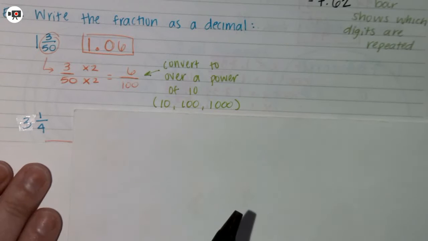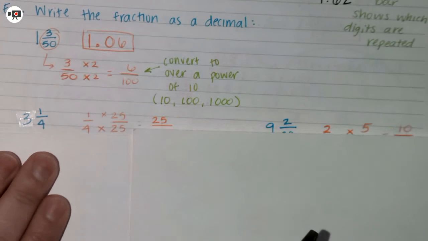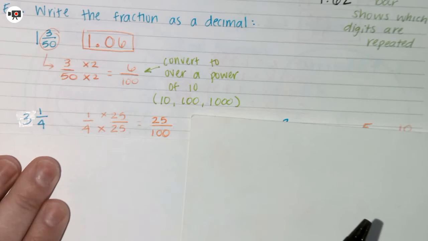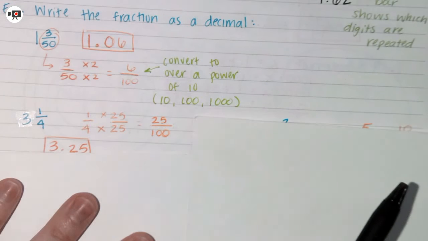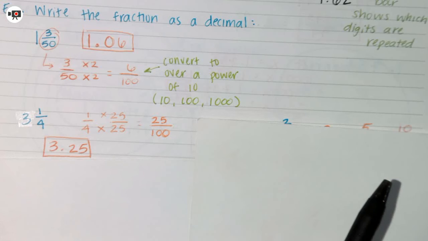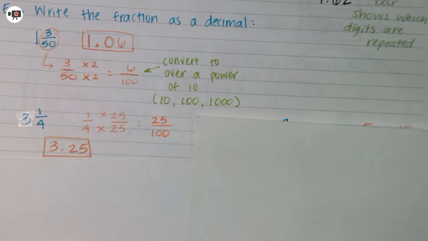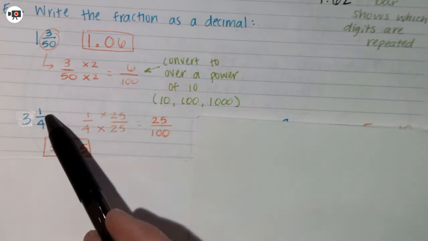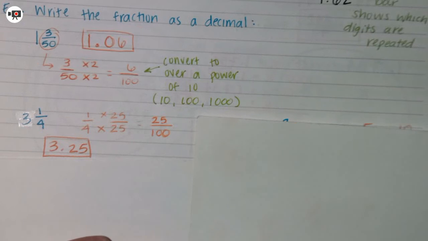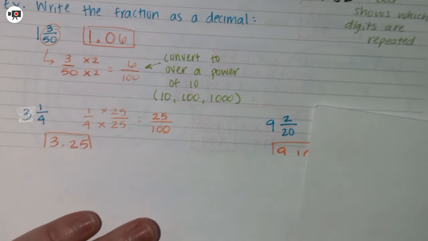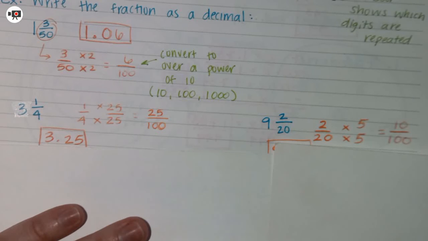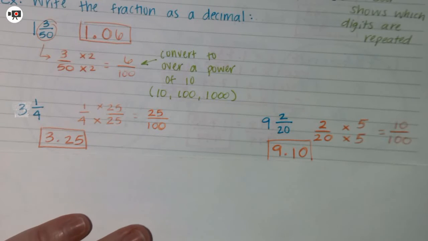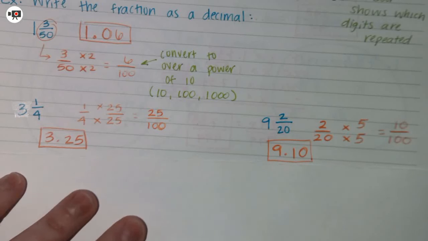For 3 and a fourth, I can change 1/4 to a denominator of 100. So this 25 goes in the hundredth spot to get 3.25. It's also just a good idea to have it memorized that 1/4 is 0.25. Now for this one, I can rewrite 20 as a denominator of 100. So then I would have 9.10 or 9.1.